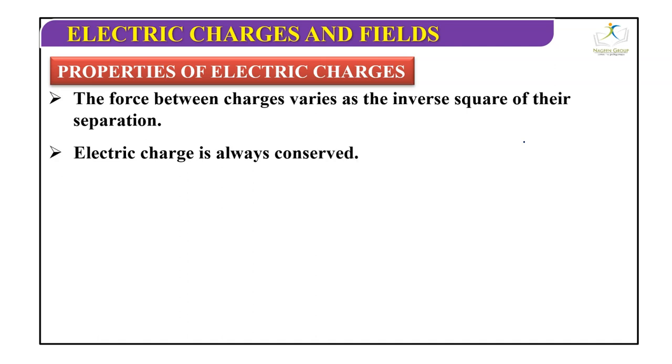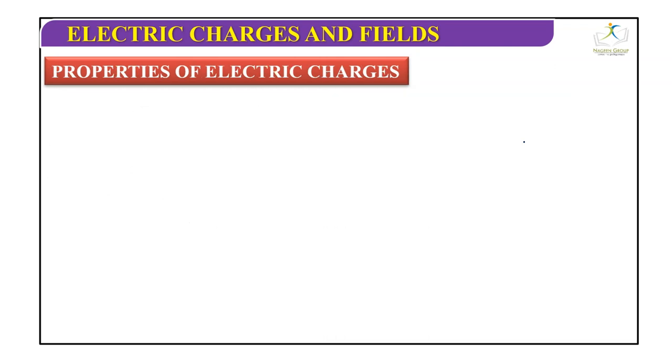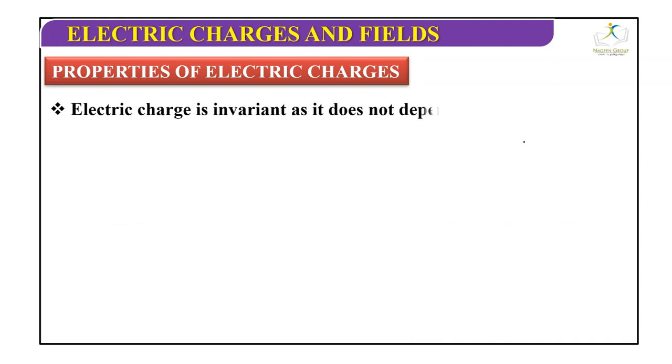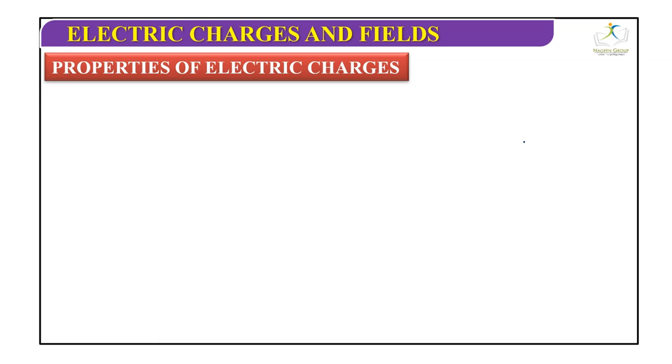Electric charge is always conserved in nature. Electric charge is also quantized. Electric charge is additive, that is, the total charge is the algebraic sum of the individual charges. Electric charge is invariant, as it does not depend upon the motion of the charged body or the observer. Mathematically, the charge at rest is equal to the charge in motion.